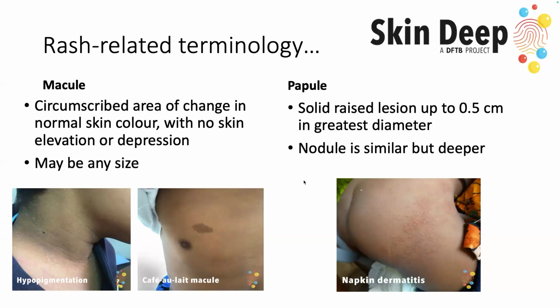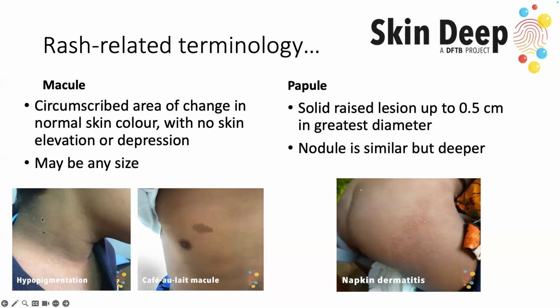When we're thinking about rashes, I always find it tricky to describe them, particularly if you want to speak to dermatology colleagues and ask what they think is going on. So let's go over the terminology we have for different bits of rash. A macule is an area of change in the skin color, not elevated, not depressed, and it can be any size. Here's an example of a cafe au lait macule, which you can get with neurofibromatosis, and some hypopigmented areas.